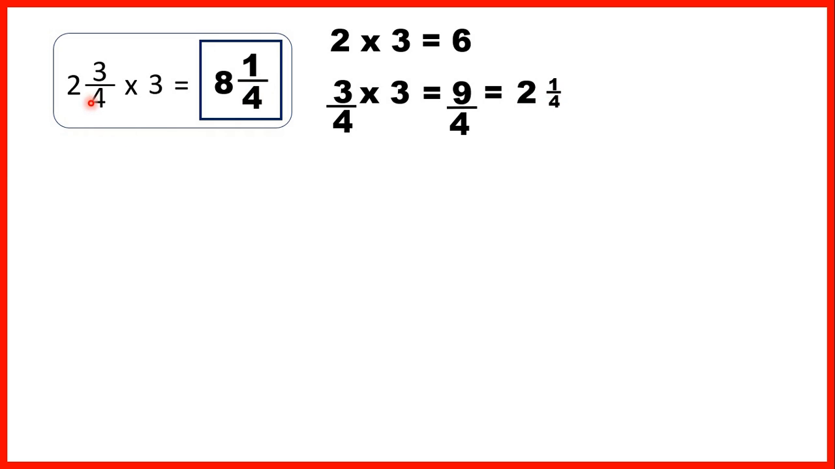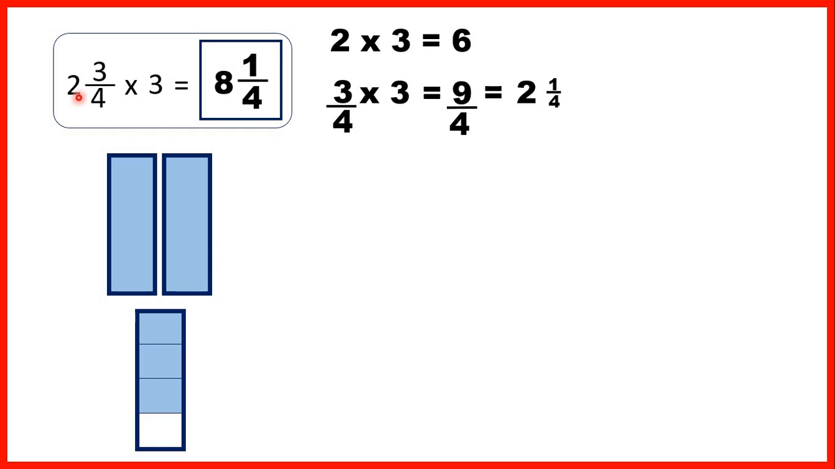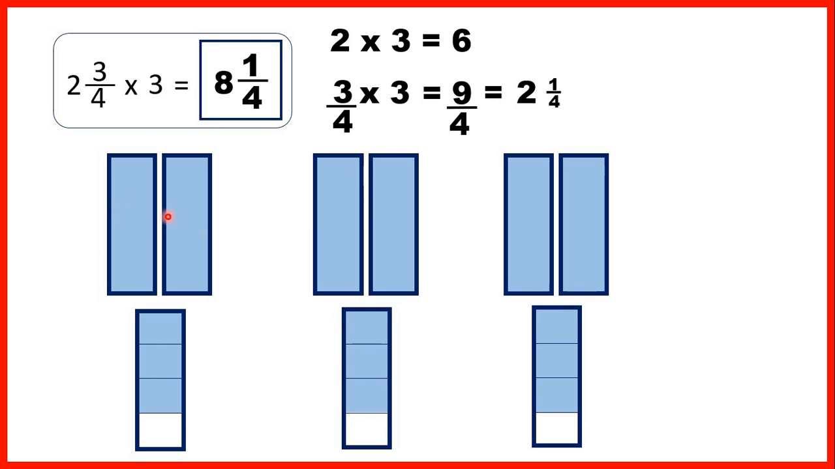But let's think about what multiplying a mixed number is really about. To show 2 3/4, we can show 2 whole bars and then 3/4 of another one. We're multiplying by 3, so we can show 2 3/4 3 times. So how does that give us 8 1/4? Well, look at the whole numbers.